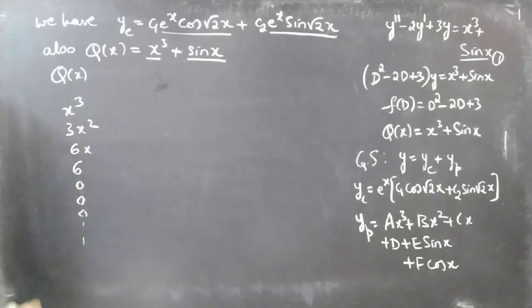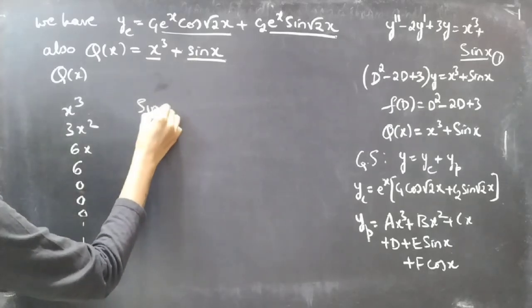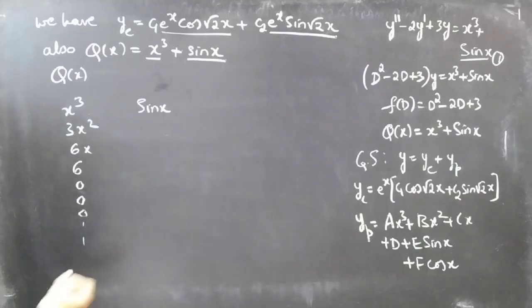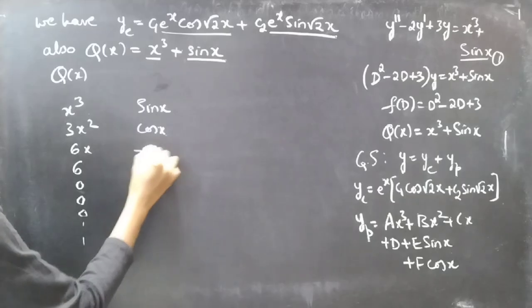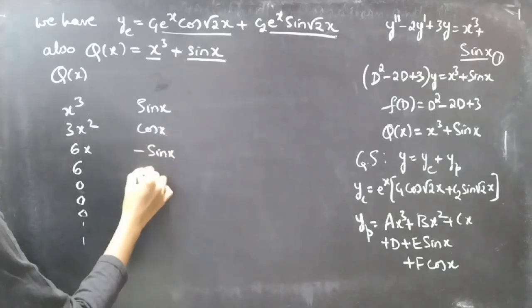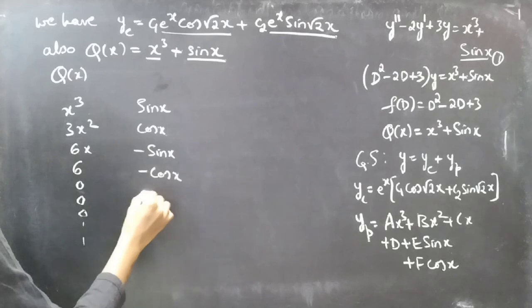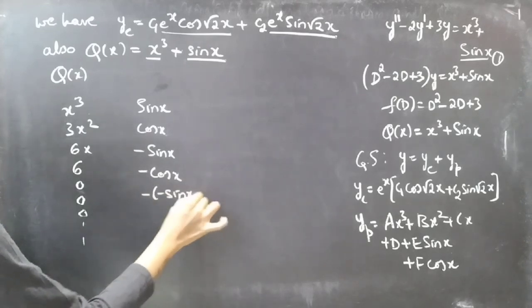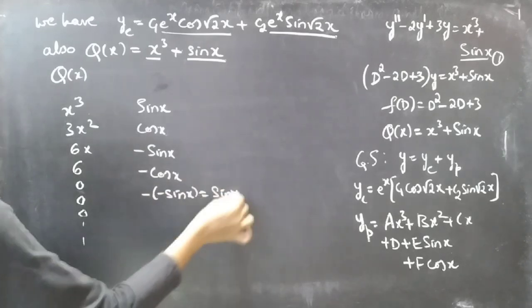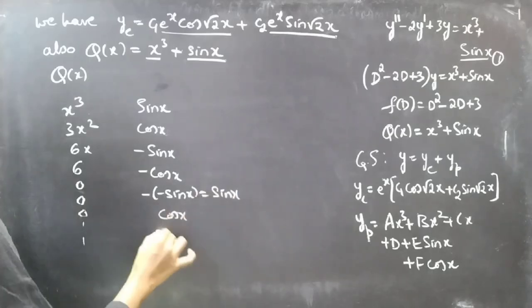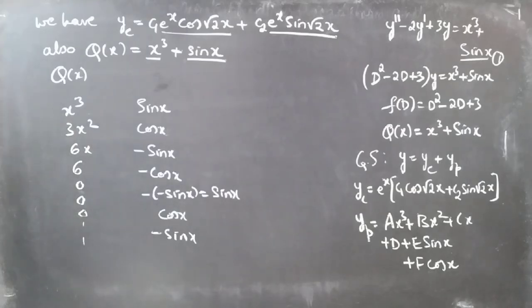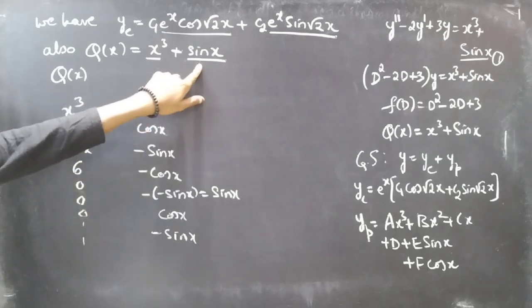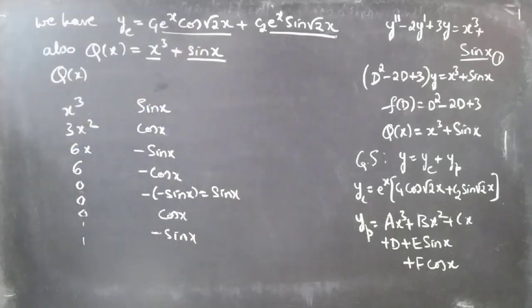It continues, right? Fine. And here you're having sin x. Q of x has a term sin x. Find its derivative. Derivative of sin x is cos x. Derivative of cos x is minus sin x. Derivative of minus sin x is minus cos x. Derivative of minus cos x is minus of minus sin x, which is sin x, right? And derivative of sin x is cos x. Again, derivative of cos x is minus sin x. It just repeats. While finding the derivatives of sin x, we'll get either sin x or cos x. Fine?